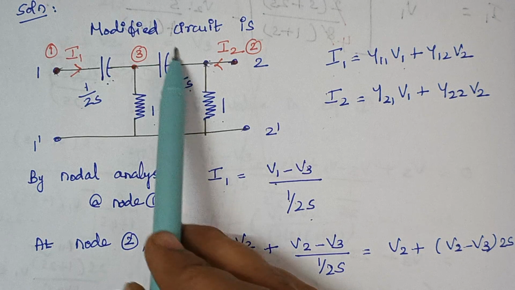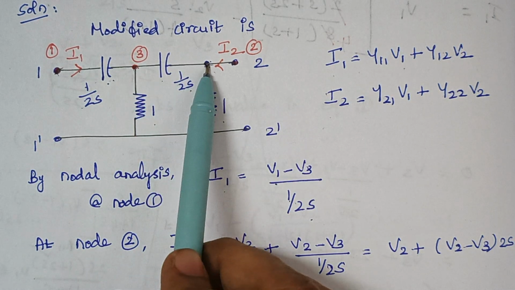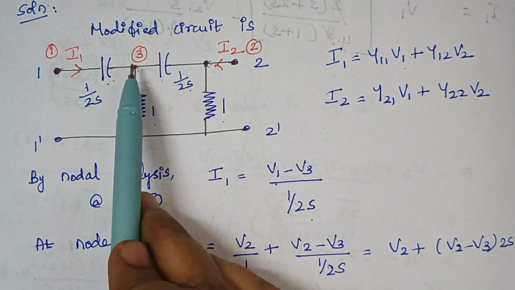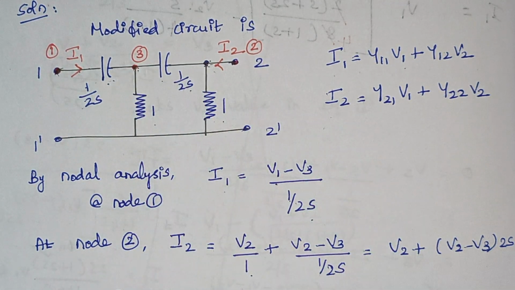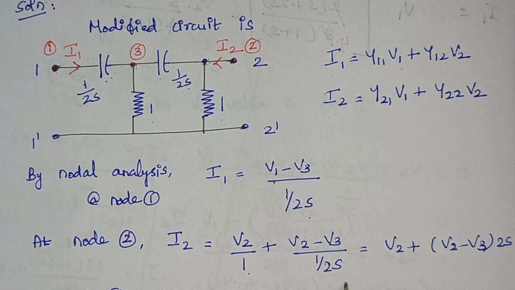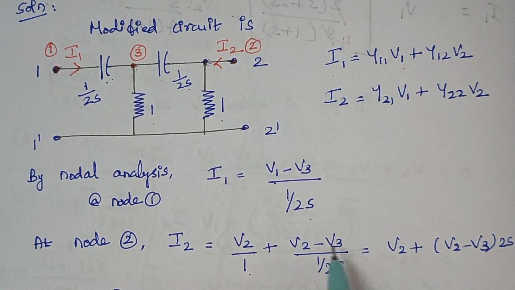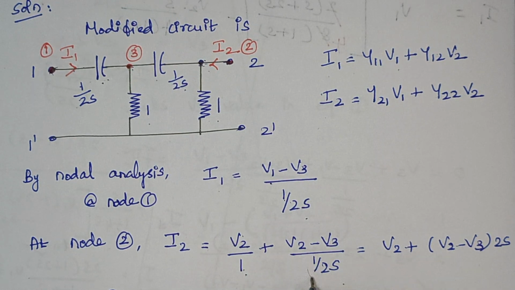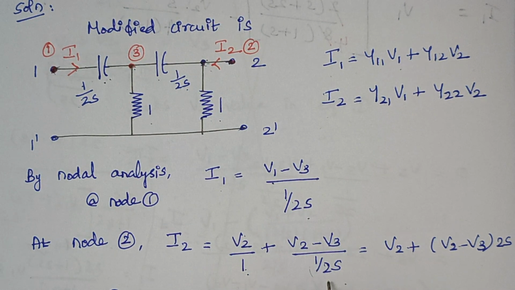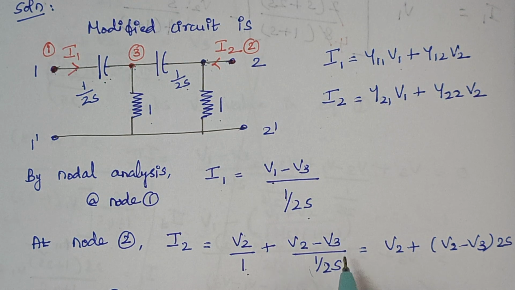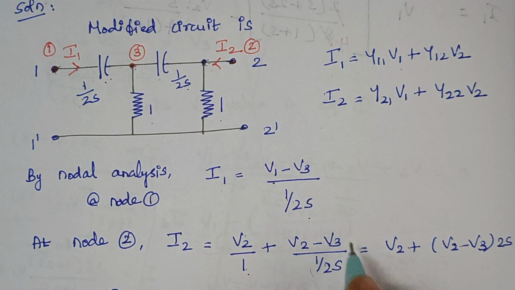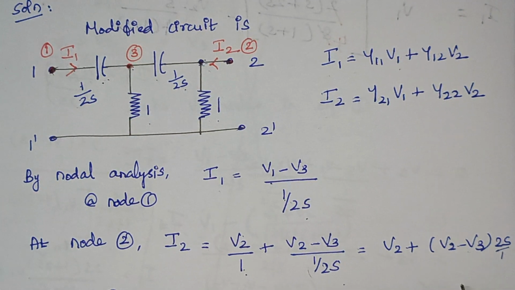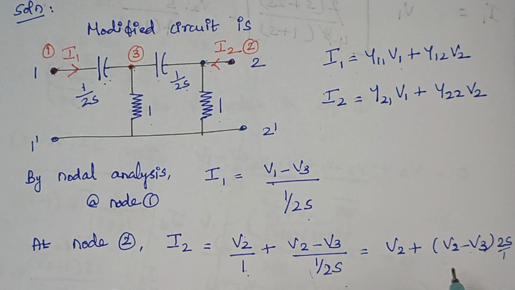The next is this capacitor, connected between node 2 and node 3. So while writing the expression, V2 minus V3 divided by 1 by 2S. When you rearrange, V2 by 1 becomes V2, and the 1 by 2S when moved upwards occupies the numerator part and becomes 2S by 1. So V2 minus V3 into 2S by 1. So this is our node 2 equation.